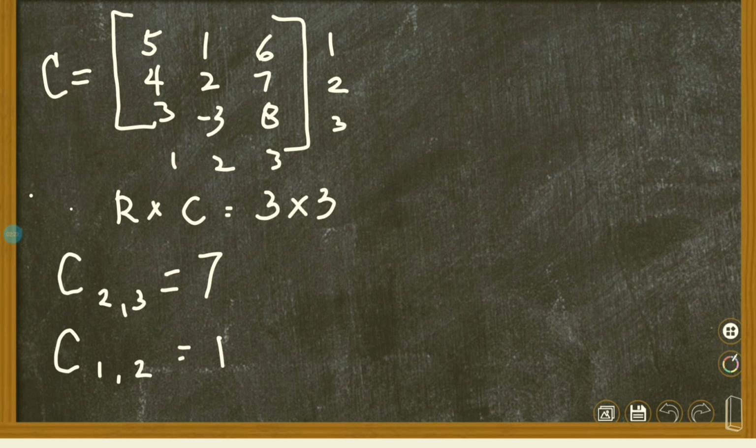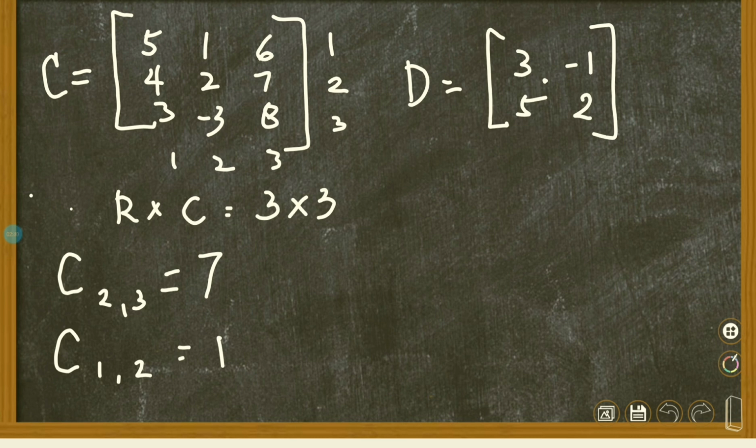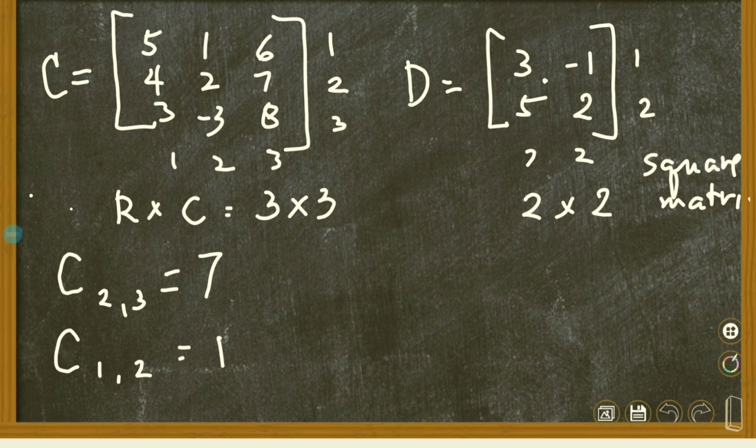Let's take another matrix. So what about matrix D? Matrix D with numbers 3, -1, 5, 2. So by inspection, how many rows? So there are 1, 2, and how many columns? So we have 1, 2. So definitely this is a 2 by 2 matrix, or this is also called a square matrix. Why square matrix? Because it has an equal number of rows and columns.